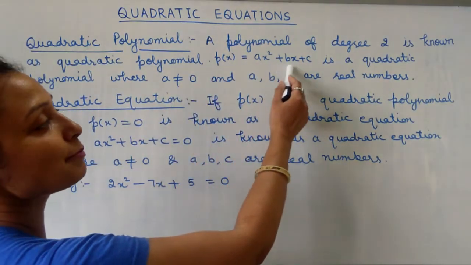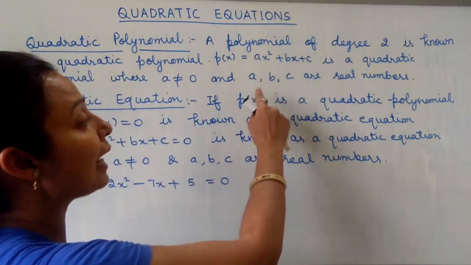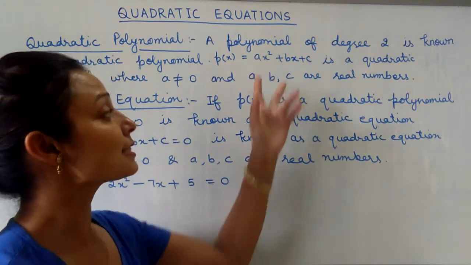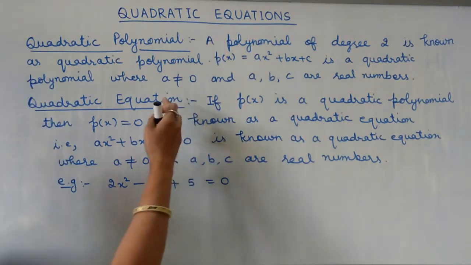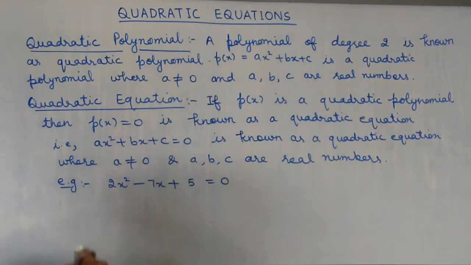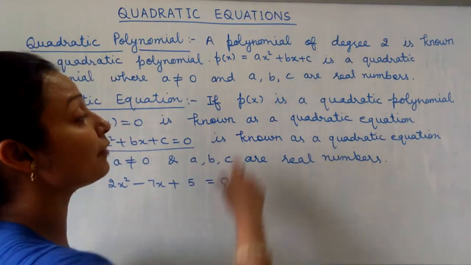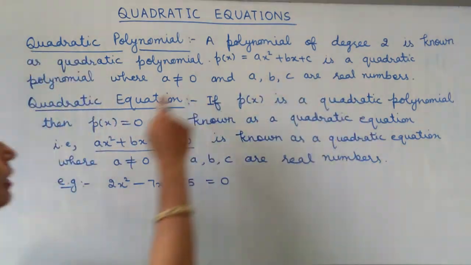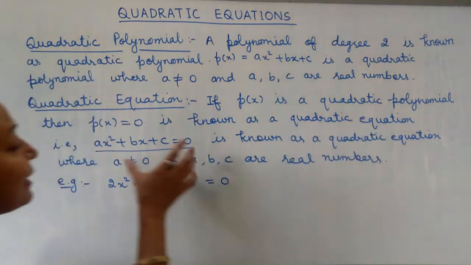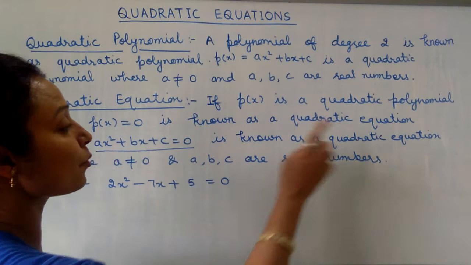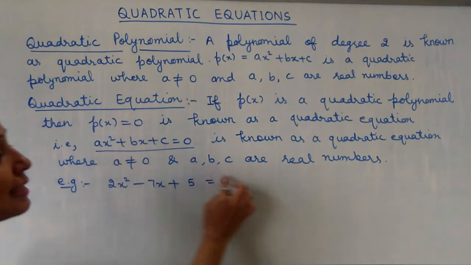Px, that is ax square plus bx plus c, is a quadratic polynomial where a should not be equal to 0 and a, b, c are real numbers. This is the quadratic polynomial. What is the difference between polynomial and equation? Equation has the equality sign like this. Polynomial equals to 0 is known as the quadratic equation. That means if px is a quadratic polynomial, then px equals to 0 is known as the quadratic equation. A should not be equal to 0 and a, b, c are real numbers.